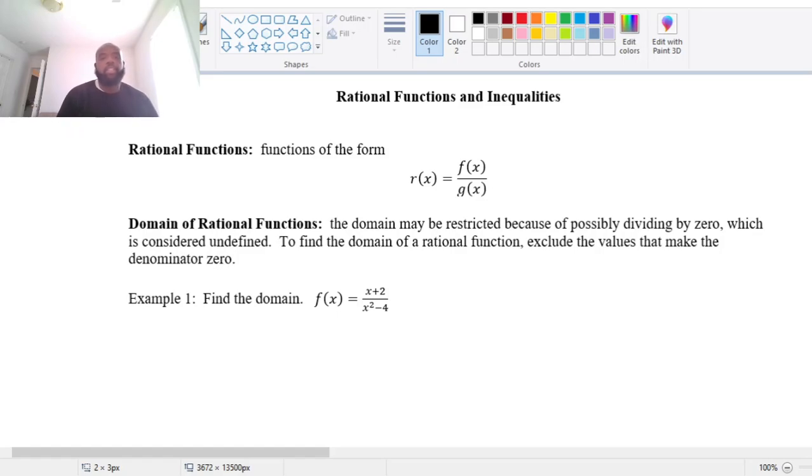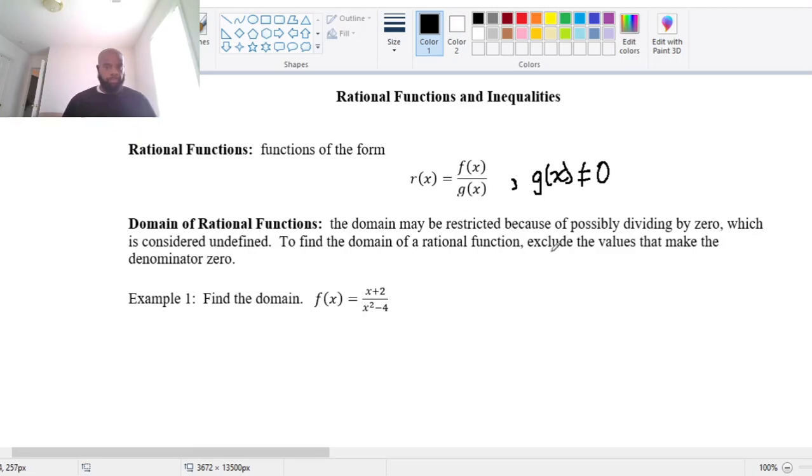In this video, we're going to discuss rational functions and inequalities, and we'll start with rational functions. Rational functions are basically functions that can be written as the quotient, or division, of two polynomial functions, right? So I have f of x over g of x. I'm calling my rational function r of x, and it can be written as the division of two polynomial functions. We have the extra specification that g of x cannot equal zero, right?